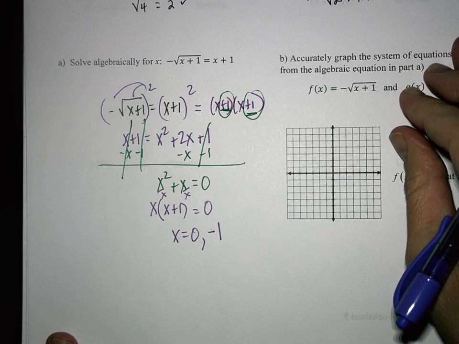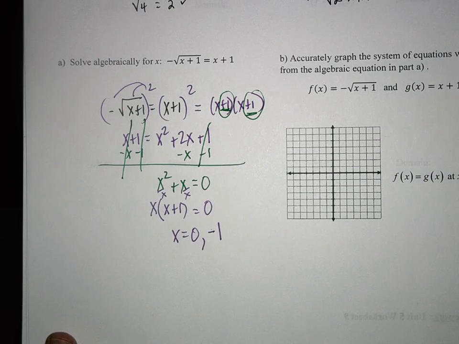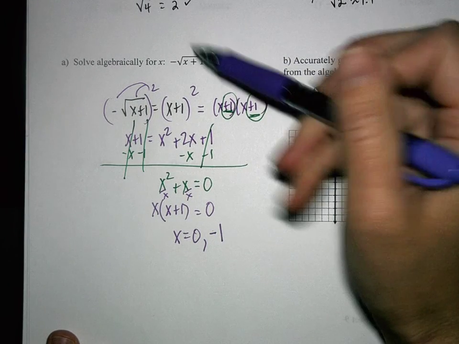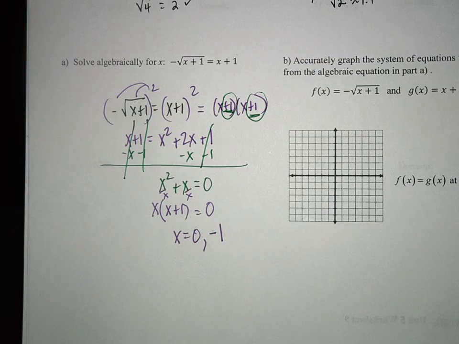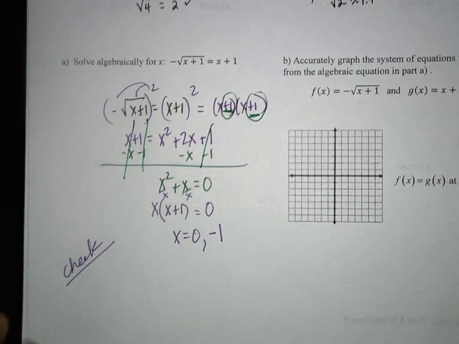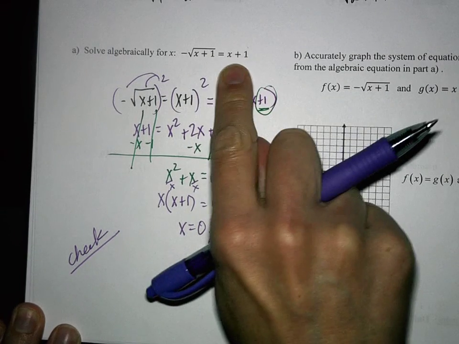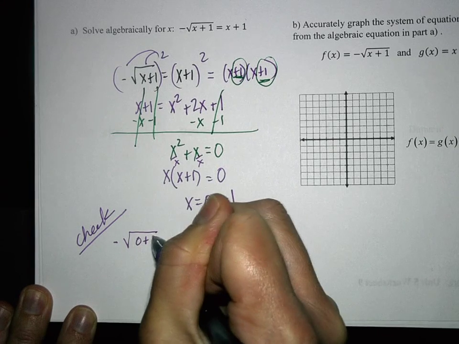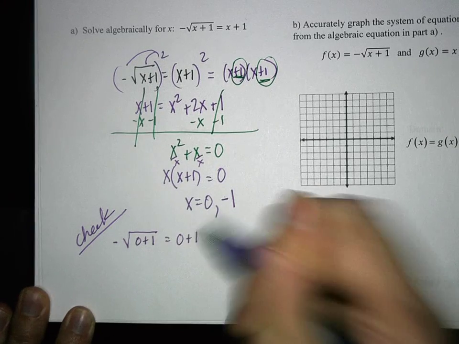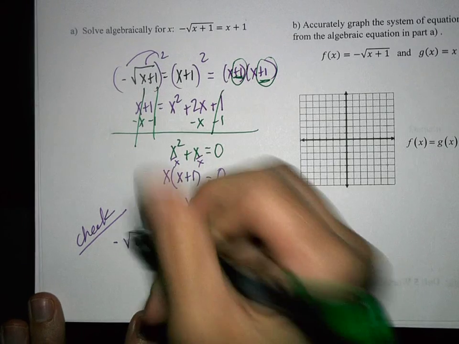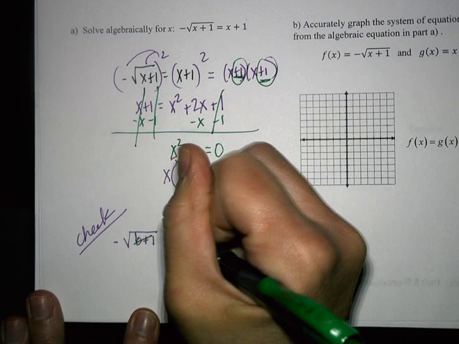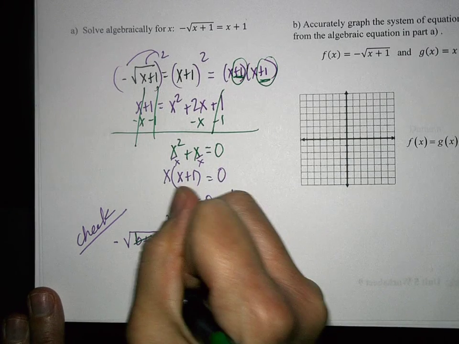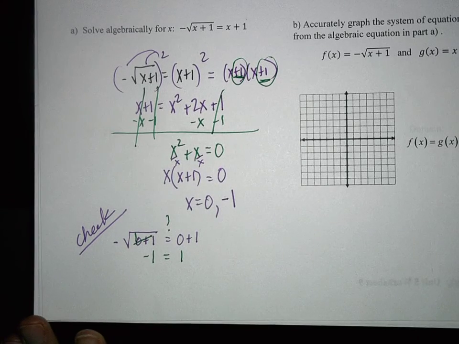We have to check them. This one's not as obvious as the other one, because when I plug in negative 1 here, I get a 0. When I plug in 0, I get a 1. And so we just need to go through and check it. Okay? So, check. I'm going to start plugging in 0 into this equation and seeing if it works. So, we have negative square root of 0 plus 1 equals 0 plus 1. Okay, 0 plus 1 is what? 1. And what is the square root of 1? 1. But there's a negative in front. Do you guys see that? Yeah. So this is saying negative 1 equals 1. Is that true? Never. No.